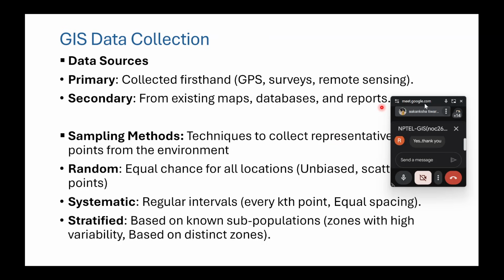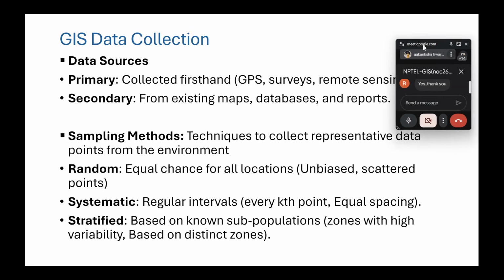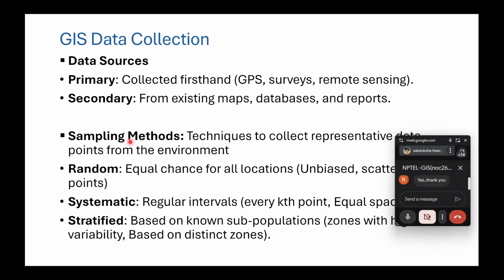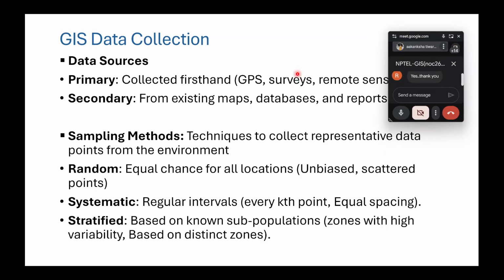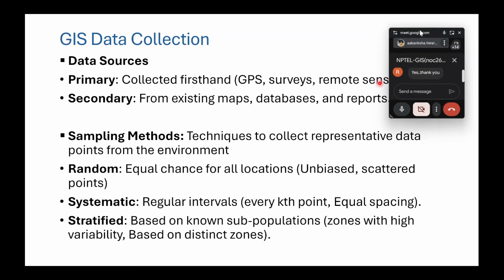Now, there are different ways through which we can collect the data. Primary collection means we are collecting or generating the data. So it can be through GPS or surveys, or through remote sensing, where we are getting the satellite data. And then there is the secondary data source, in which we are taking existing databases, reports and maps, and then deriving the information out of those existing maps, databases or reports. Okay, so those data collection methods are called secondary data collection methods or secondary data sources.